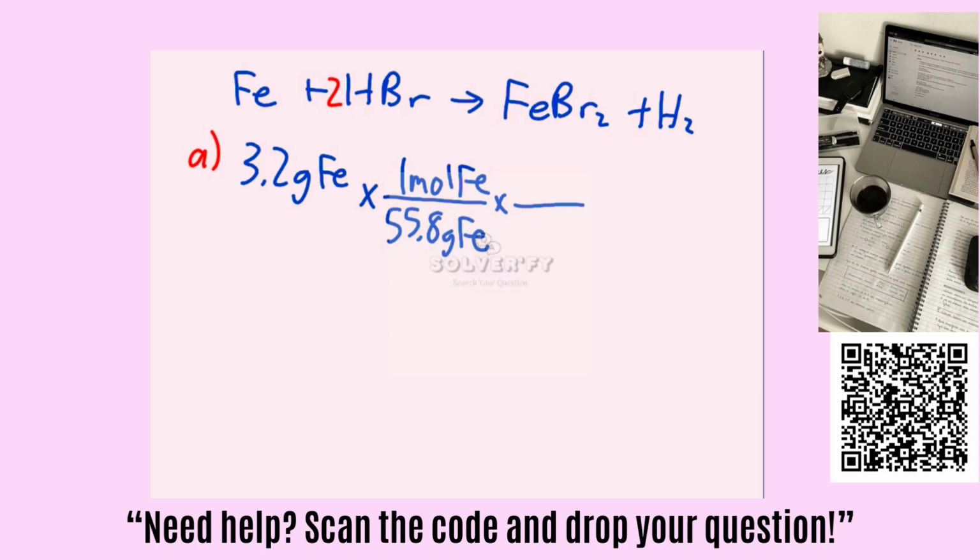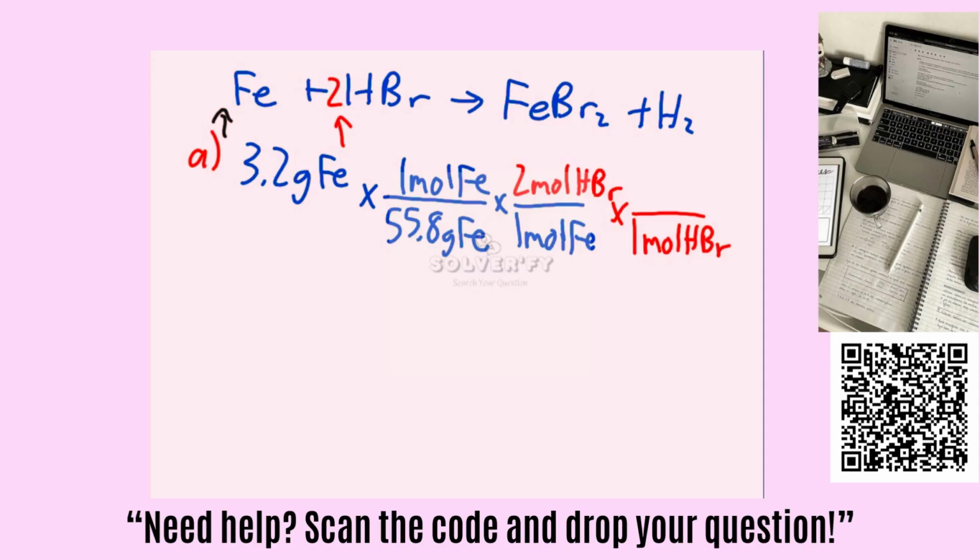And according to our equation, we have no coefficient for iron, so our mole ratio will have 1 mole of iron. Now, we were looking for what mass of hydrobromic acid. So now we'll look at hydrobromic acid for our mole ratio and see that it has a coefficient of 2. 2 moles of HBr. And we wanted to know what mass, so we'll need to convert from moles to mass.